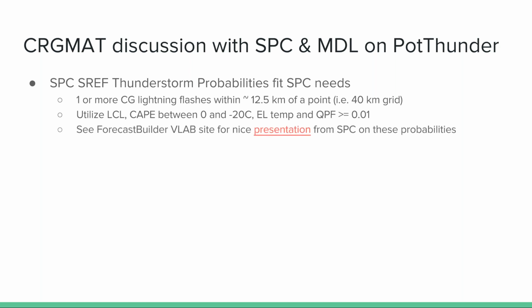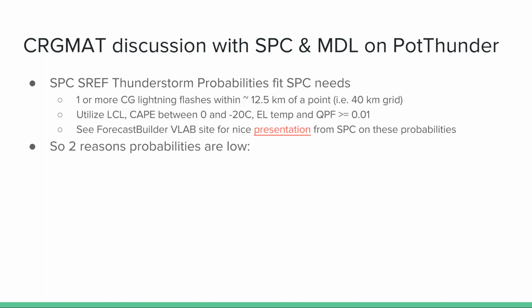If you have a moment, a presentation that SPC gave to the grid team is available on the ForecastBuilder VLab site. It goes in a little more depth on the probabilities as well as some verification, and the verification looks really good. But again, the verification is set for this definition of one or more cloud to ground lightning flashes.